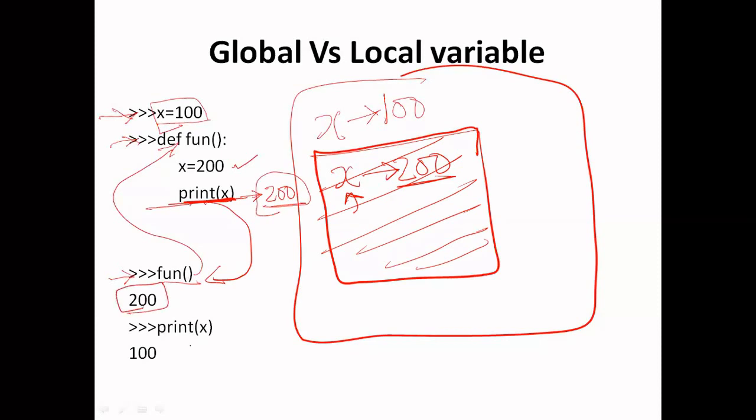Okay. And after that, if I'm printing the variable value x, this variable x will be searched in its namespace. Its namespace right now is this global namespace. So in this case we have the value 100, so we will get this value 100 as the answer.